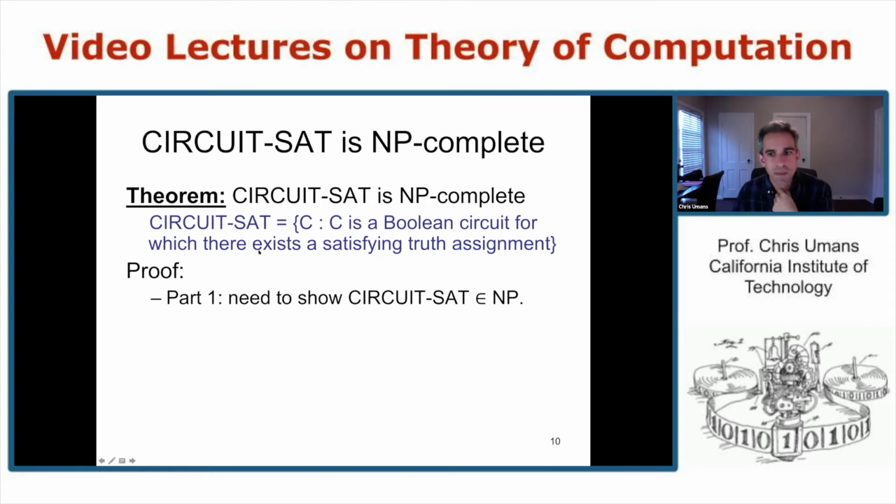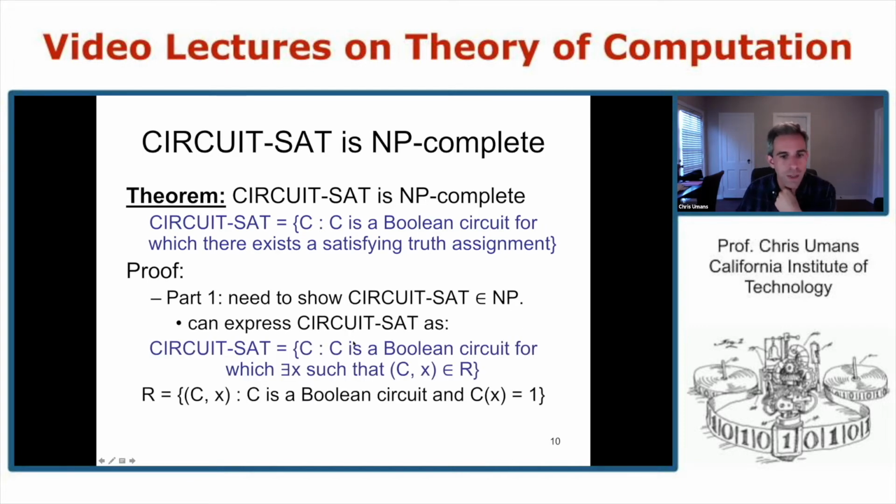To show that something's NP complete, as you know, we need to do two things. We need to show that it's in NP, and then give a reduction from every language in NP to that language. So in the first part, we need to show that circuit SAT is in NP. And this is not too hard. In fact, we can use that alternate definition of NP that we discussed.